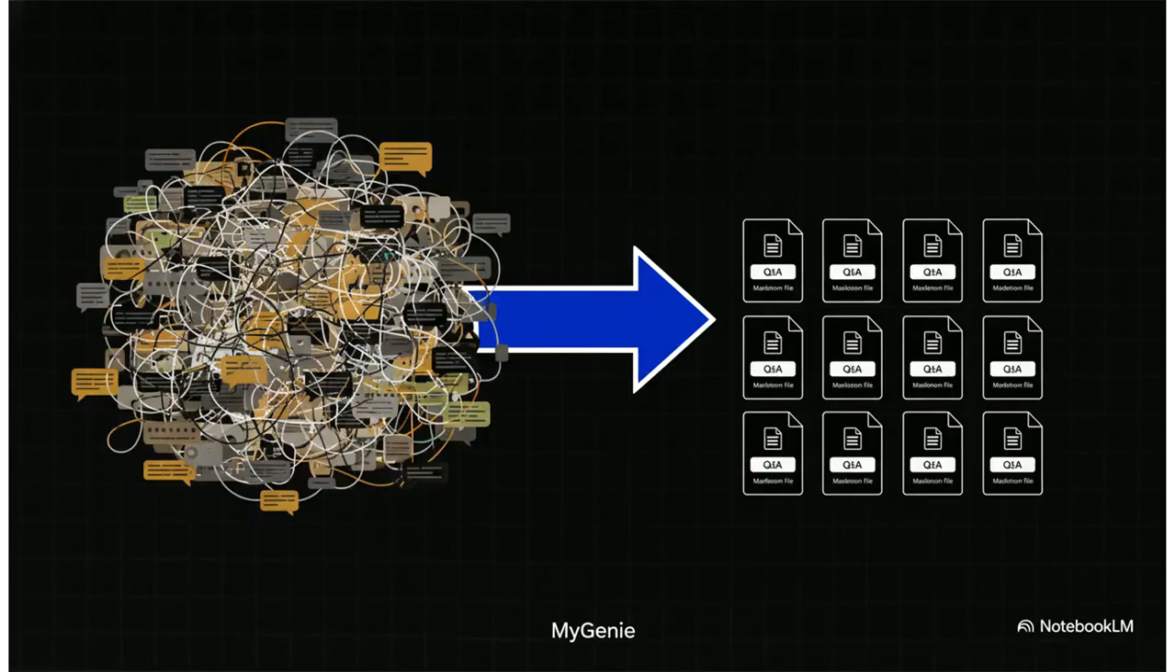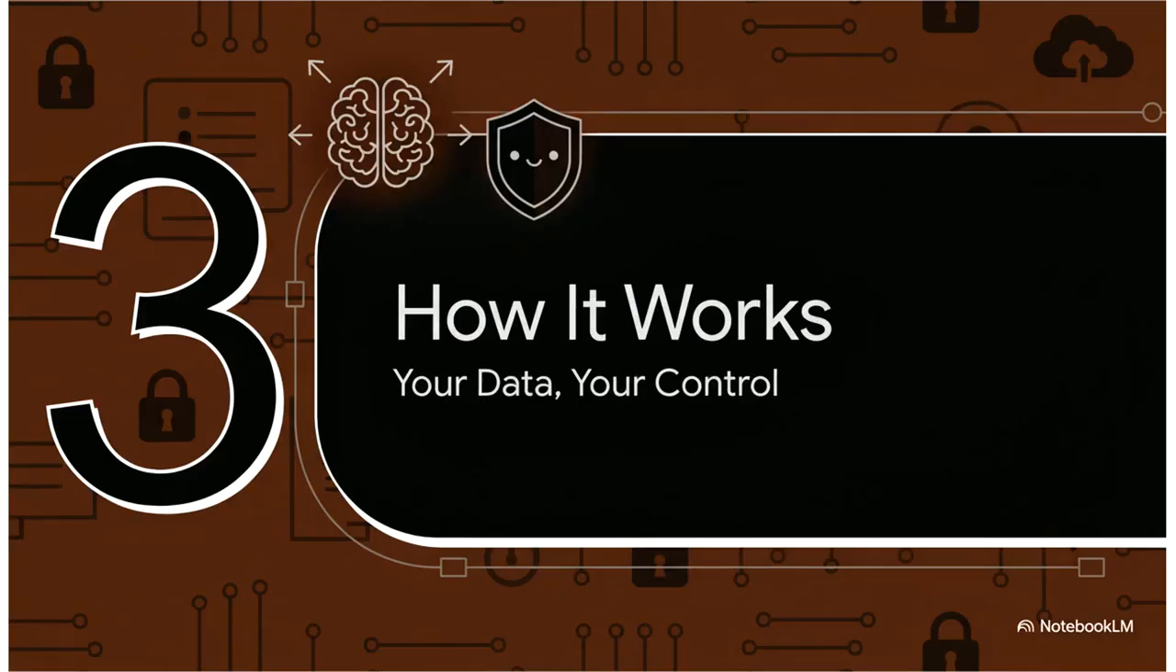Now this is where it gets really cool. This is the breakthrough. Forget those long, chaotic conversation threads. With MyGenie, every single exchange, one question, one answer, is saved as its own separate, manageable file. They're just simple markdown files, and get this, each one is automatically named with a neat little summary of the reply. So smart.